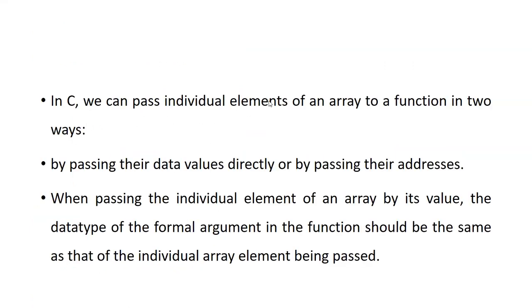In C, we can pass individual elements of an array to a function in two ways, by passing the data values directly or passing by their addresses. When passing the individual element of an array by its value, the data type of the formal argument in the function should be the same as that of the individual array element being passed.